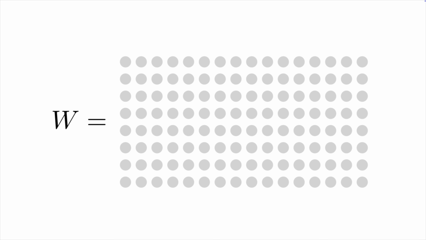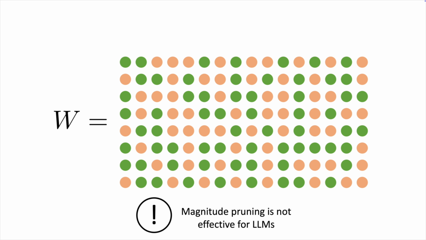Every dot is one learned parameter. The weights have different values, so the most obvious pruning rule is magnitude pruning. Rank them by absolute value and remove the smallest ones. That rule is cheap, but for large language models it's often too crude. A numerically small weight can still matter if it multiplies an important input activation.